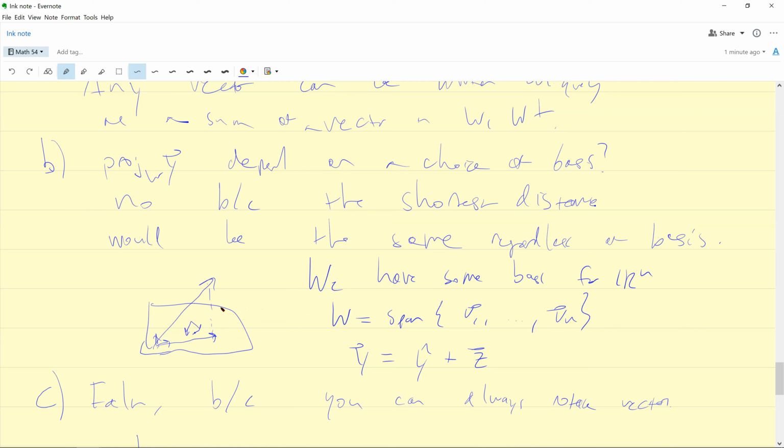Wait, so what does W represent in the picture? W is this whole plane. Okay, got it. And these two vectors or these two vectors are different choices for V1, V2. Okay, thank you.